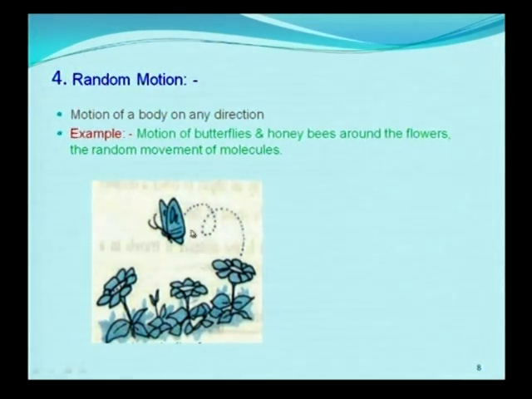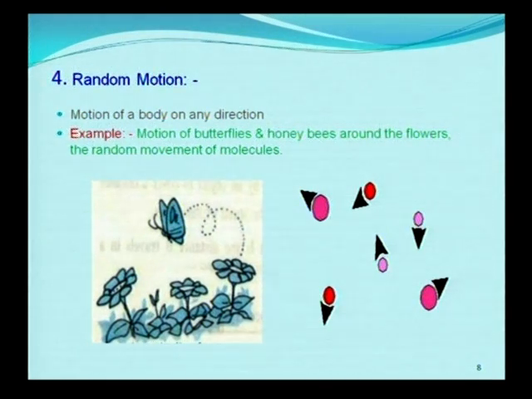How is it moving? In a random motion. It means they do not have any particular direction. Or else, we take atoms in a molecule. They are also moving in varying directions. This type of motion is known as random motion.